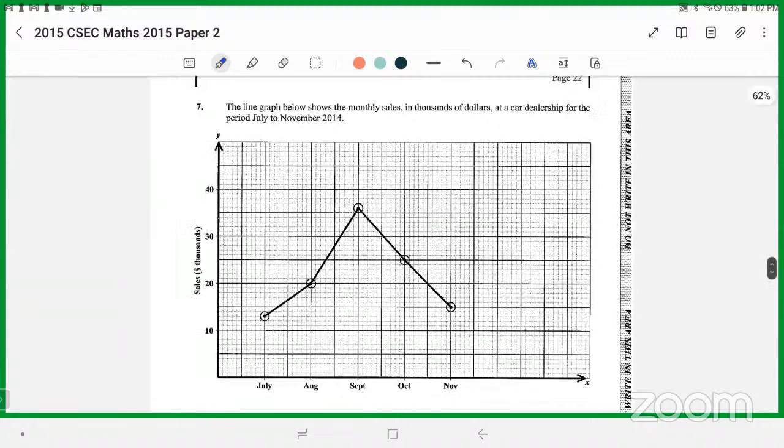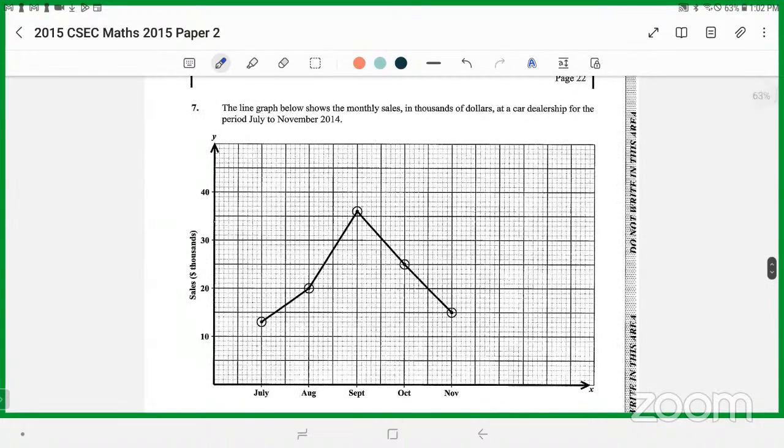Number 7. The line graph below shows the monthly sales in thousands of dollars at a car dealership for a period. Remember, what is the topic now? We do a set of past questions on transformation, including this one. So we do this particular question already. All of them are like repeats. As we did the topics, we do the past questions for those topics. That's what we should do on Saturdays.